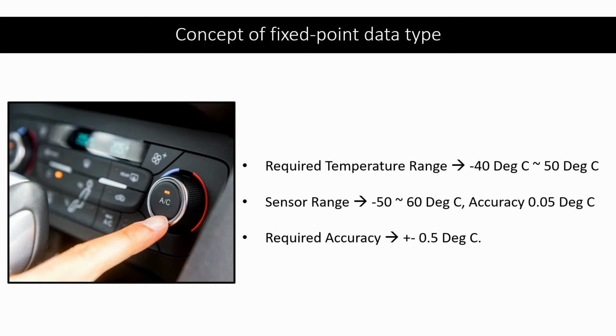In our second example, the required temperature range is minus 40 degrees Celsius to 50 degrees Celsius. The sensor supports a range of minus 50 to 60 degrees Celsius with accuracy of 0.05 degrees Celsius. But for our application, we need accuracy of 0.5 degrees Celsius.